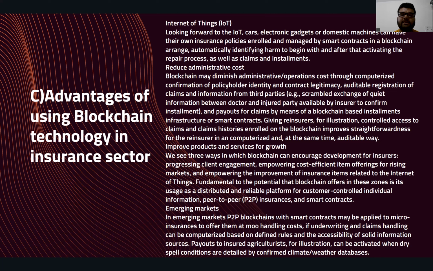Improve products and services for growth. We can see three ways in which blockchain can encourage growth for insurers: improving clients' engagement, enabling cost-efficient product offering for emerging markets, and enabling the development of insurance products related to the Internet of Things. Fundamental to the potential that blockchain offers in these areas is its use as a distributed and reliable platform for customer-controlled personal information, peer-to-peer, P2P insurances, and smart contracts.